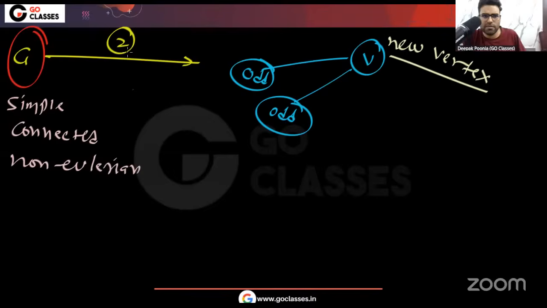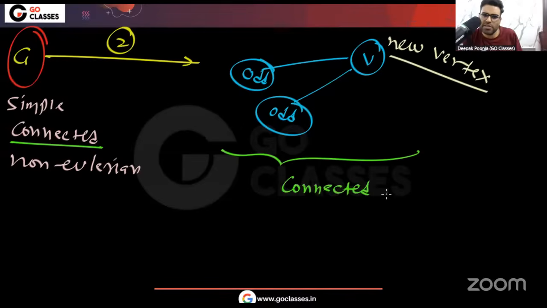Okay, and after this second solution, I am adding a new vertex, and I am making it adjacent to all the odd degree vertices of G. Then this new graph will also be connected, because the old graph is connected, and we are just adding a new vertex. We are making it adjacent to every odd degree vertex of G. So this is also connected. Yes or no? This new graph that you got, this is also connected.